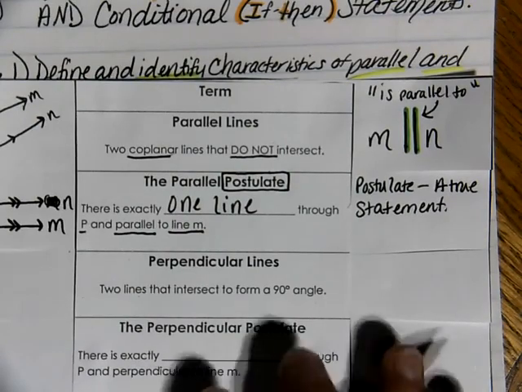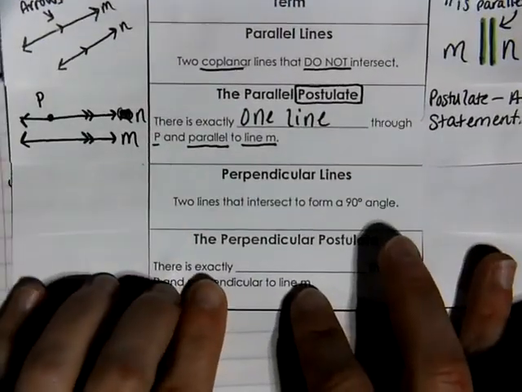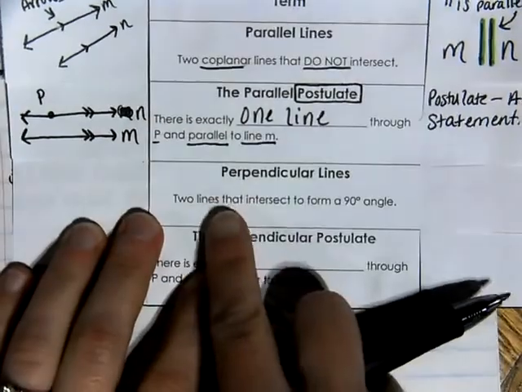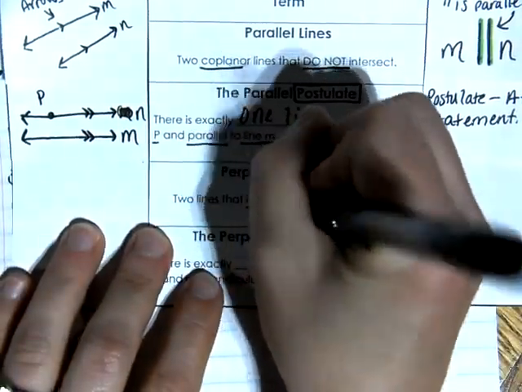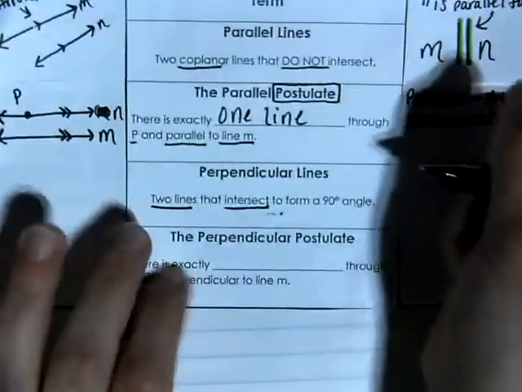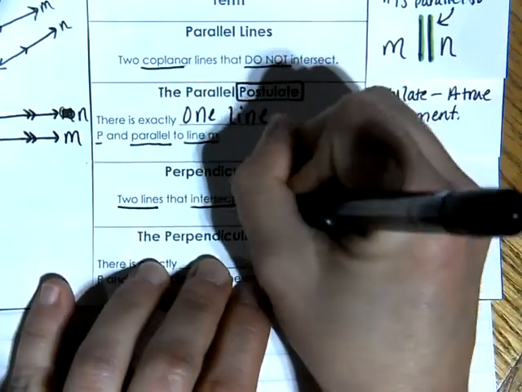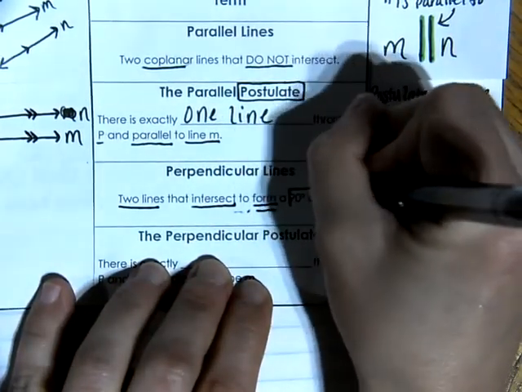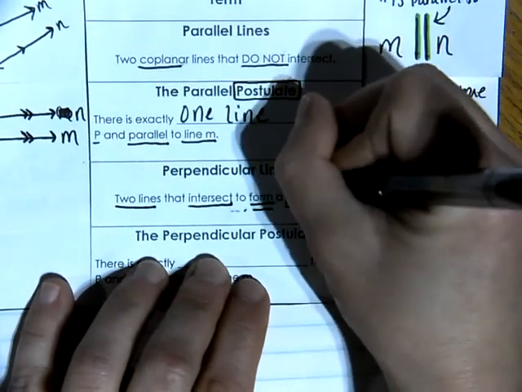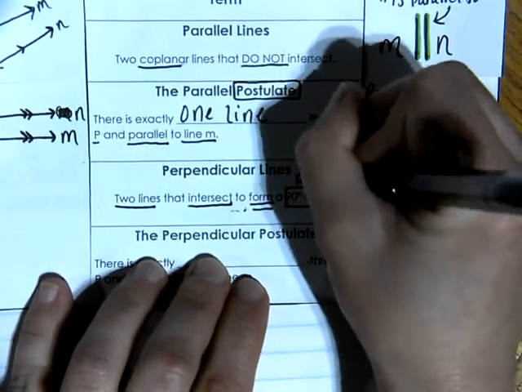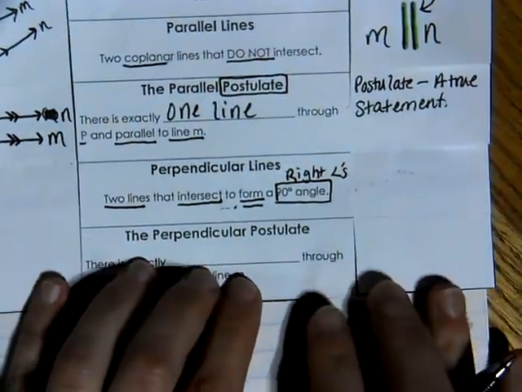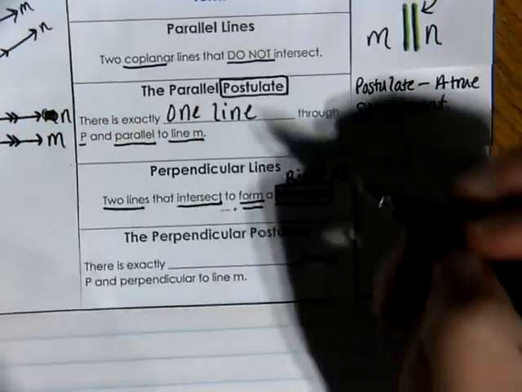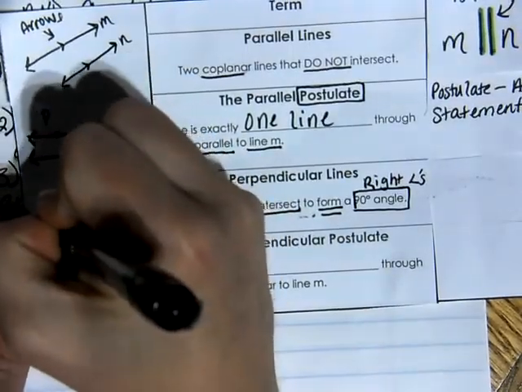The next one that we have is perpendicular lines. Perpendicular lines are two lines that intersect to form a 90-degree angle. So it's two lines that intersect to form or create a 90-degree angle. And we know that 90-degree angles are right angles. So what you're going to see is a picture that's going to look like this.